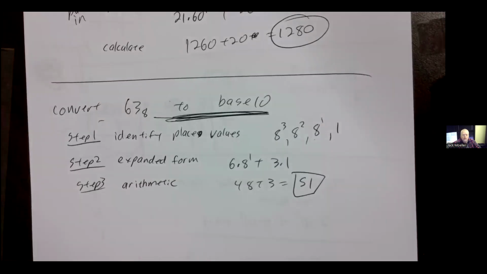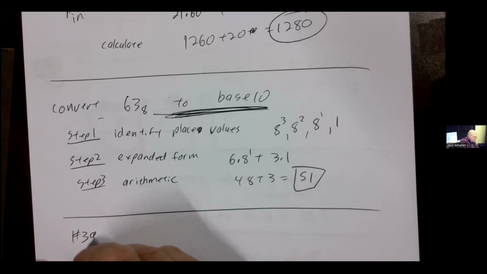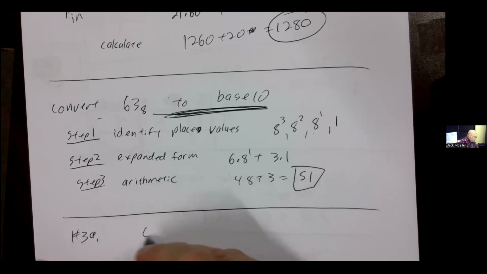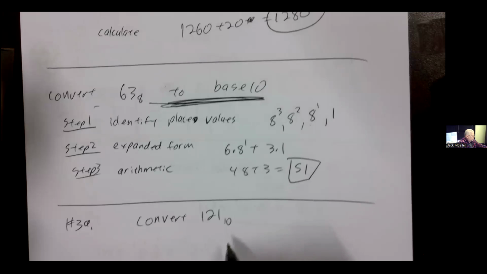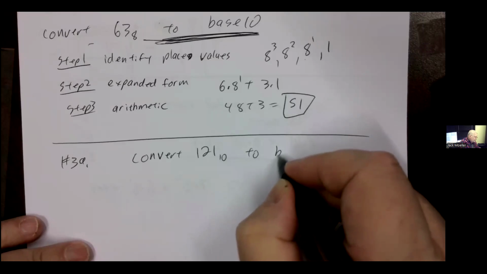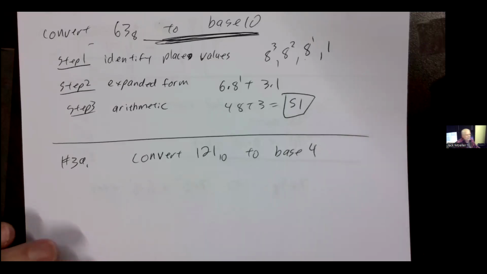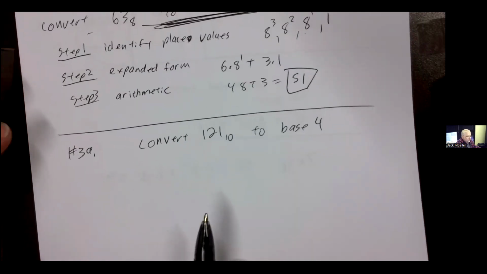Now, going the other way is where it gets messy. So from the homework or from the quiz, this is number 39. They want us to convert 121. Now it's in base 10. We don't normally write the subscript, but I'm going to put it in the notes. Convert 121 base 10 to base 4. So how do we convert from base 10 to a different base? This is where all those divisions are necessary.